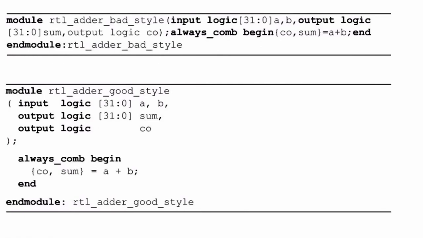Now, let's look at two examples of how white space affects code readability. Both of these modules perform the same operation, adding two 32-bit values and generating a sum and carry out. But one follows good formatting practices while the other does not. So let's look at the first example.